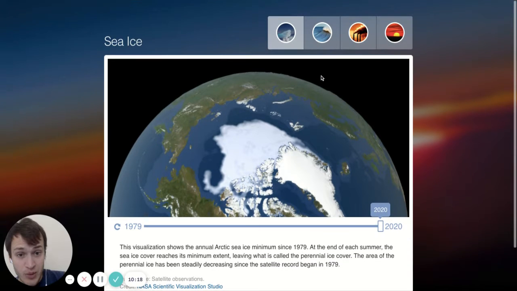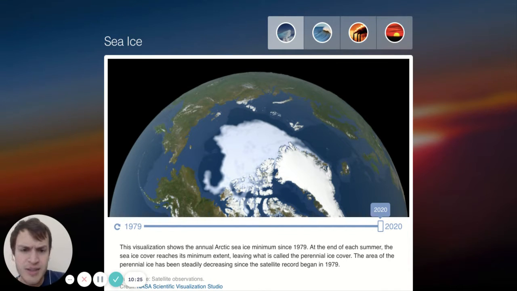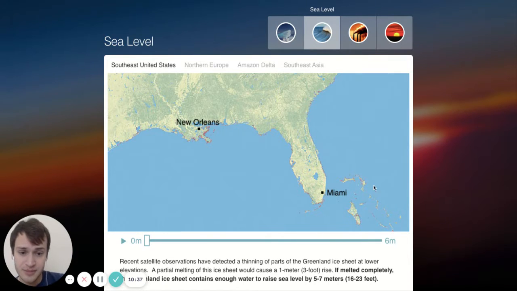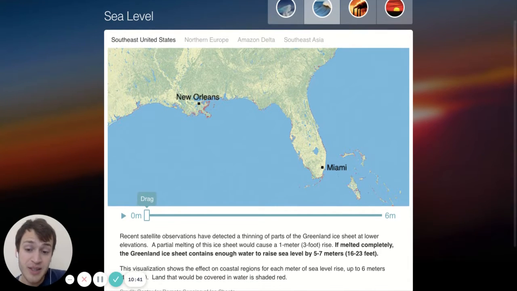If we return to our climate time machine, and by the way, this website was made by NASA. It's quite nice. All this data is coming from NASA or labs that NASA works with. Anyway, back on this website, in the top right, you're going to click on sea level. And you're going to see a map that looks like this.